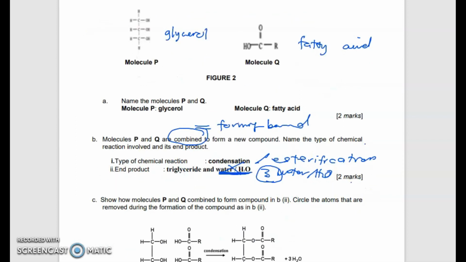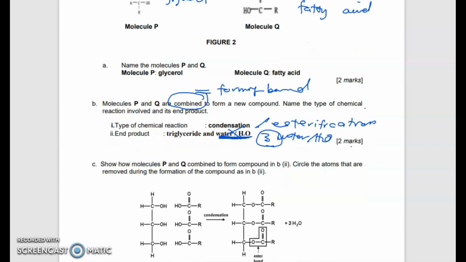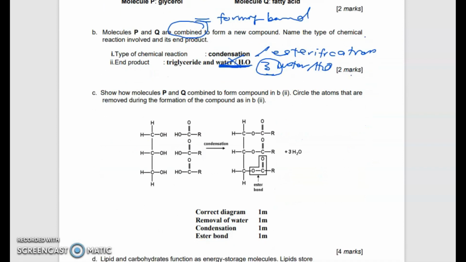And then next, show how molecules P and Q combine to form compound in B2. Circle the atoms that are removed during the formation of the compound as in B2. So it means they ask you to show formation of triglyceride. Okay, we have done this already. We see the full mark is 4.